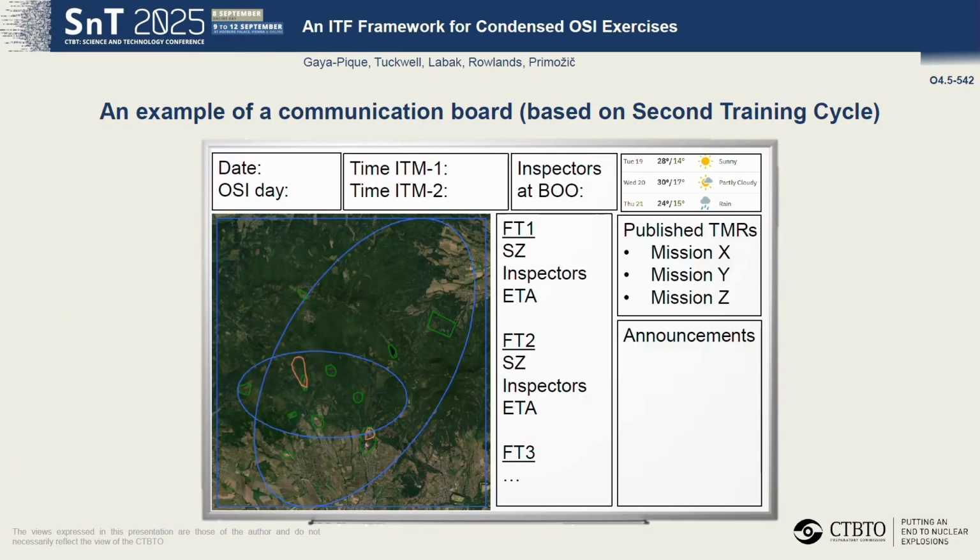This is an example of a communication board. How could it look like? It's based on what was designed for the second training cycle and implemented during the Integrated Field Exercise 2014. Have a big map of the inspection area. On top of it, relevant information, including how many inspectors are at the base of operations that day. Below it, which field teams you have deployed. On the top right, weather forecast. Then you have the latest updates on the latest technical mission reports published, and any important announcement. Having such a whiteboard, we believe, would help a lot.